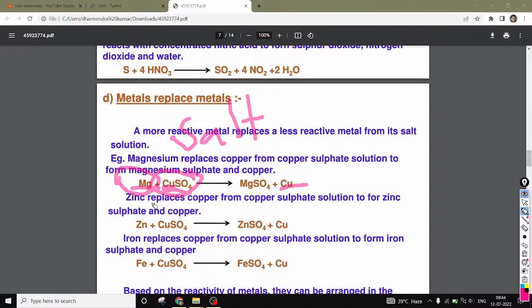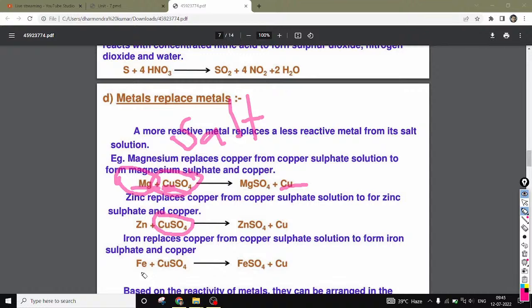Next, we have zinc replacing copper from copper sulfate solution to form zinc sulfate and copper, right? Why? Similarly, as magnesium is highly reactive than copper, zinc is also highly reactive than copper. Hence, copper is replaced from copper sulfate solution, and with the replacement of copper, zinc adds with your sulfate, so this is forming zinc sulfate, and in this iron, this is the formation of iron sulfate, right?